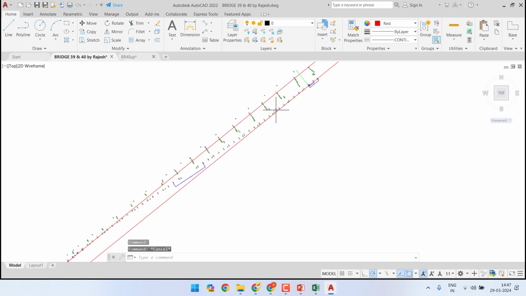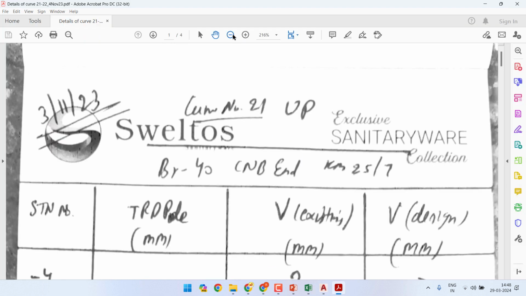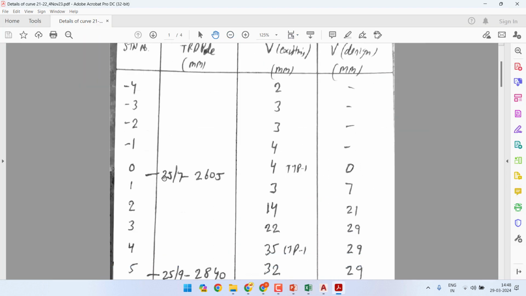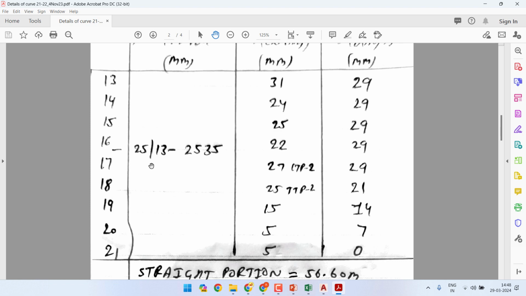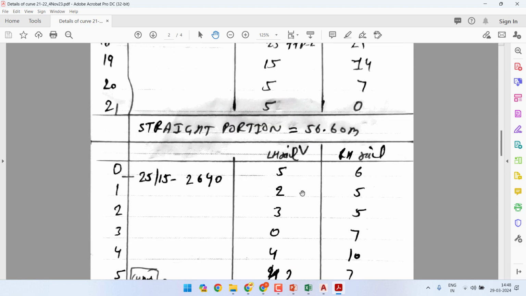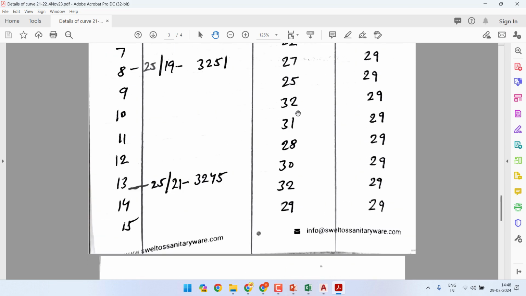We see that the curve is not properly aligned. For reference, we also have observed versine data. Like this is 0, that is TTP1 of curve number 21. Here versine is 4, 3, 14, 21, 35, like that. Then there is the middle straight portion also. Here this is the middle straight portion. Then we start with TTP1 of curve number 22. This is TTP1 of curve number 22, curve number 22 again.